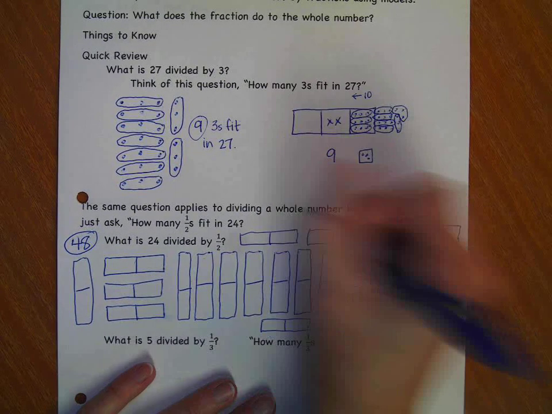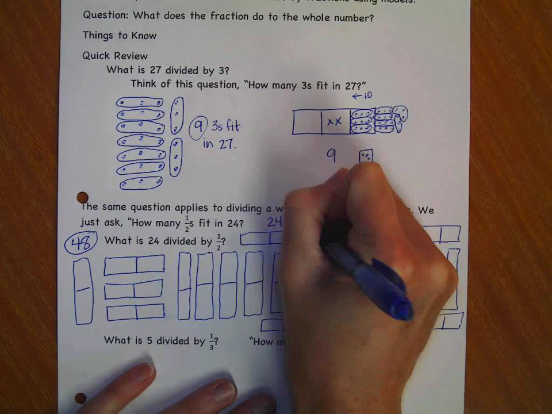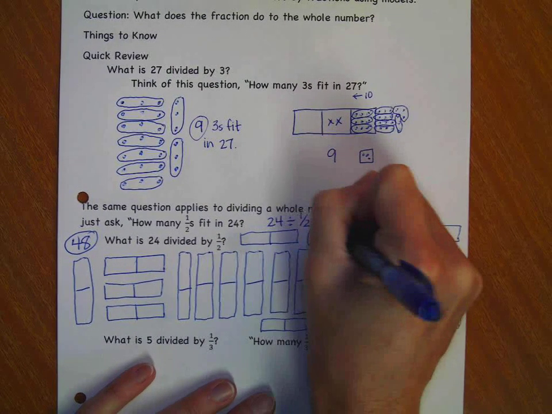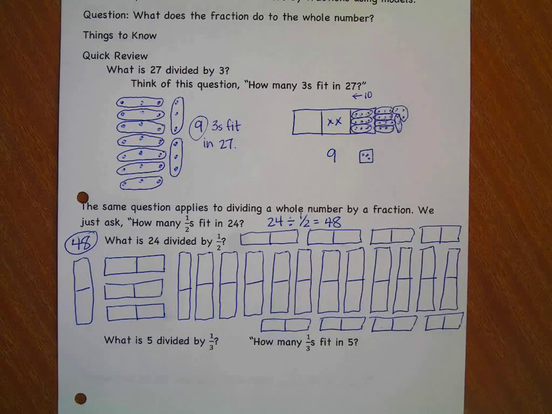So that wasn't so bad. If we were to write it as an algorithm, it would look like this: 24 divided by 1/2 equals 48. And the reason why we know that is because we were looking for how many halves fit in 24.